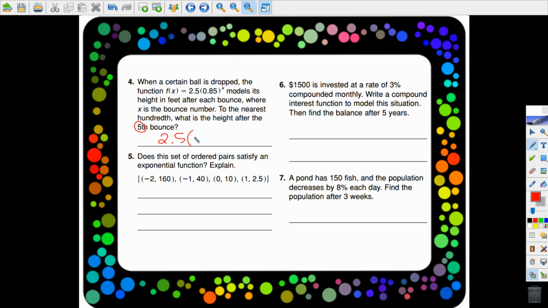Don't overthink it. Don't change the formula. This is really just calculator work and you should get 1.11 feet.